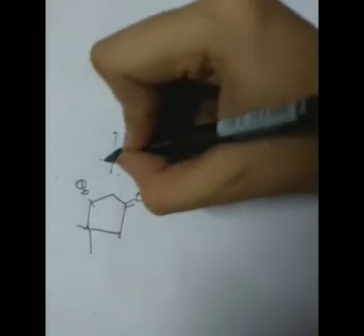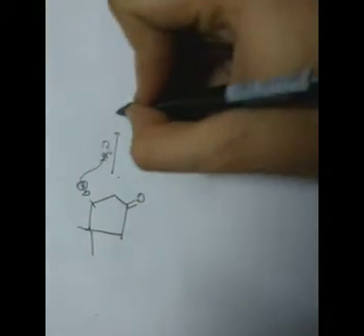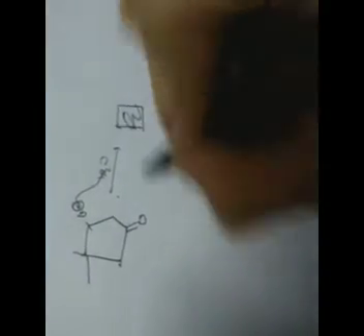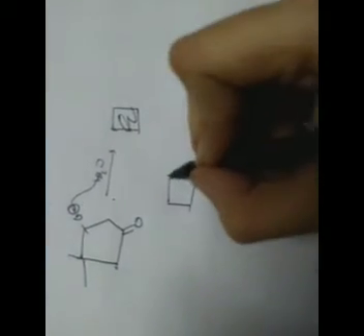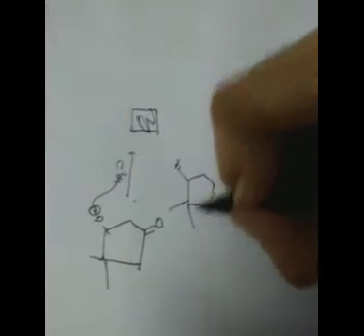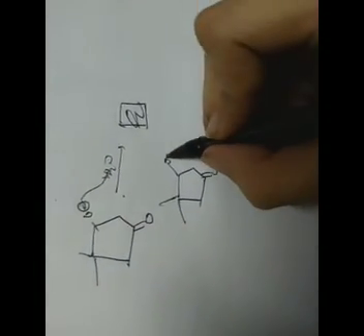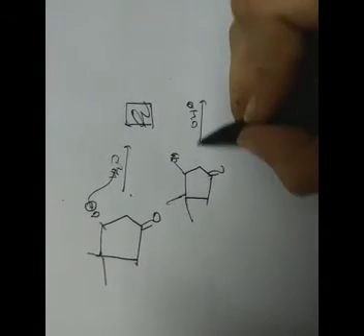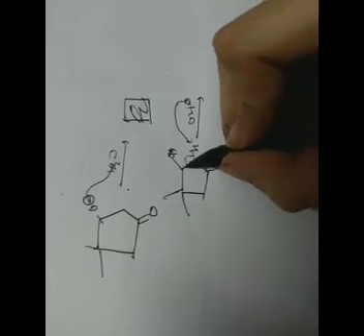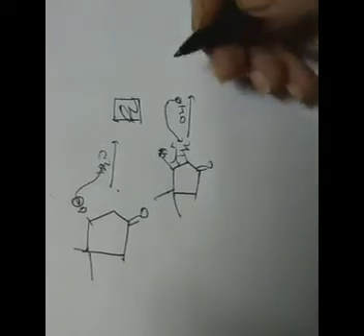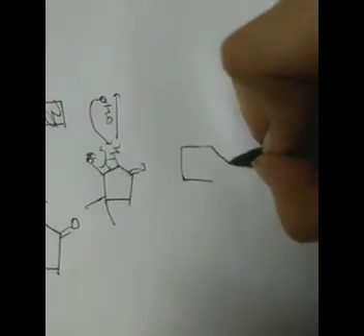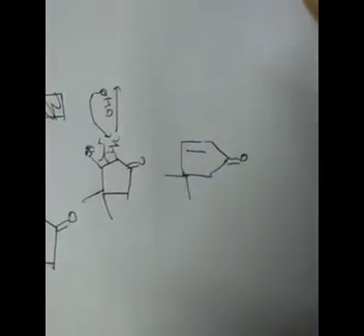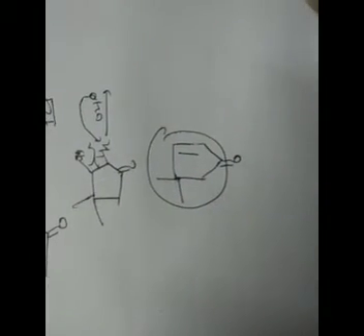So what happens now? This negative is protonated by water. I'm sorry. 2 methyl groups and carbonyl. So this is OH, right? Another hydroxide comes, takes this proton, and hydroxide leaves. So this is formed. So this is it.